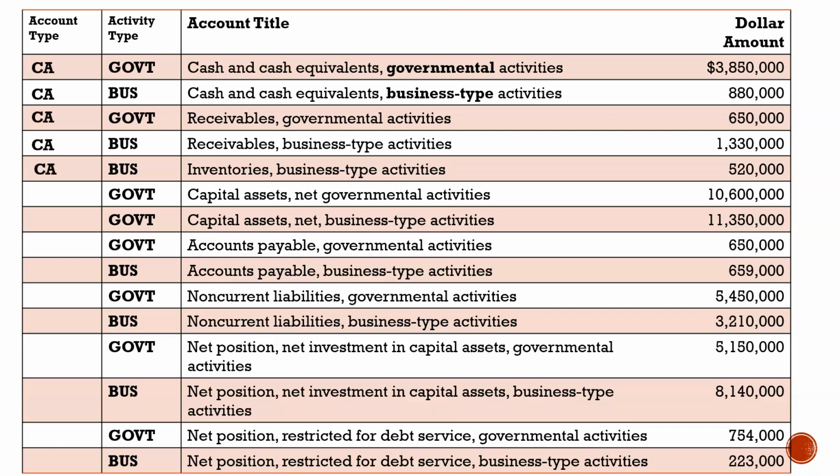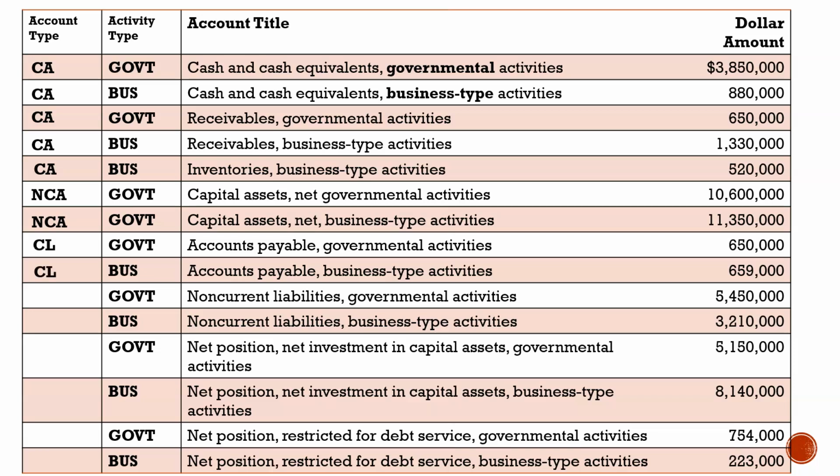All right, so the first group we have are current assets, cash and cash equivalents, governmental type. We know cash is an asset. It's the most liquid asset we have. We've got cash and cash equivalents for business type activities. That also is going to be a current asset. Receivables for both governmental and business type, those are current assets. And then we have inventory, also a current asset. So we will label those account types there. Then we'll move on to our non-current assets, or our capital assets. That's what we like to call them here in government. They are long-term or non-current. So we have business type capital assets.